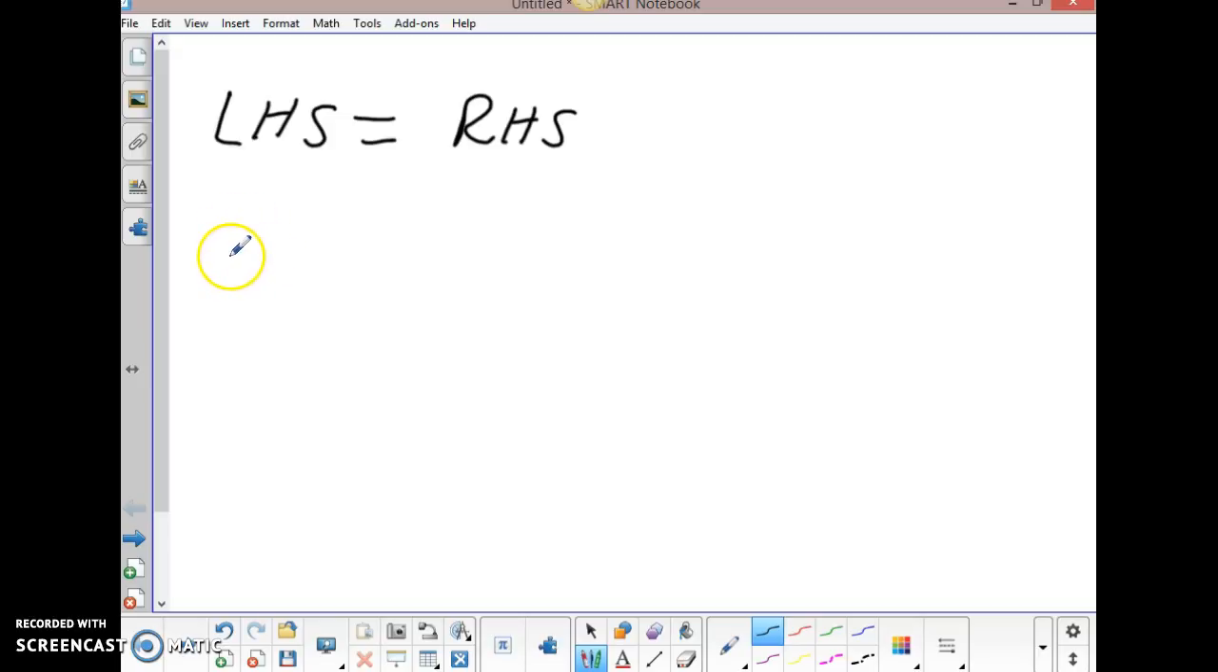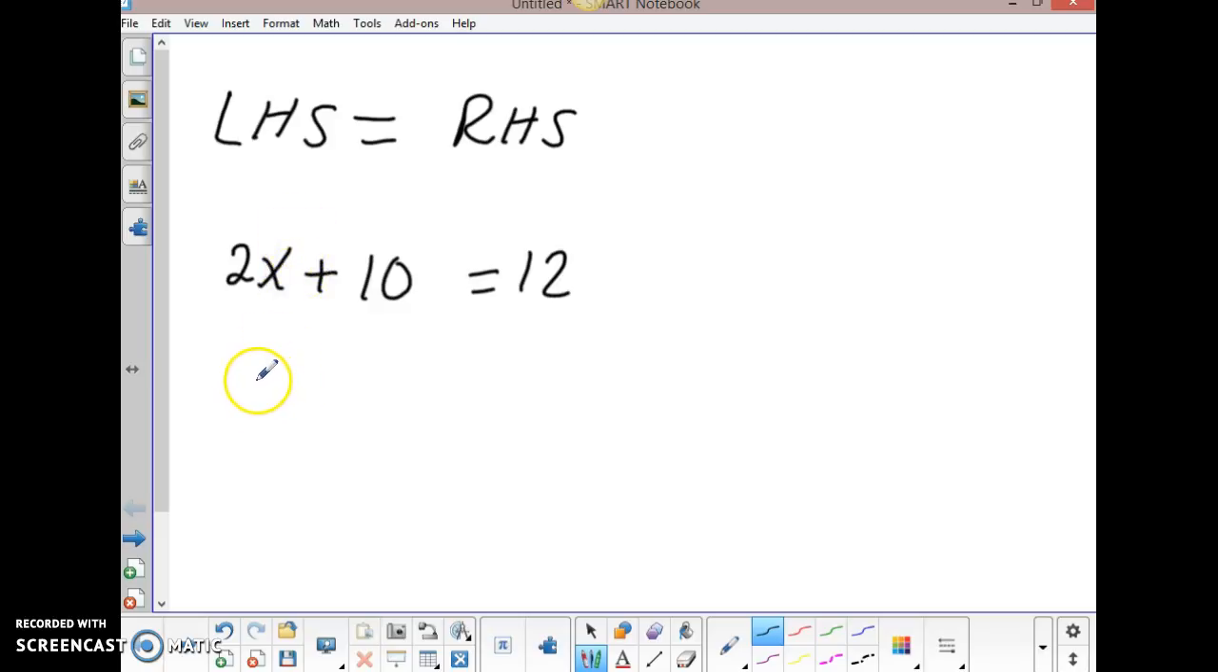So let's look at some examples of linear equations. 2x plus 10 equals 12 is an example of a linear equation. It has a left-hand side, a right-hand side, and an equal sign. Notice the variable, which is x, is raised to the power 1. That's what makes it linear.